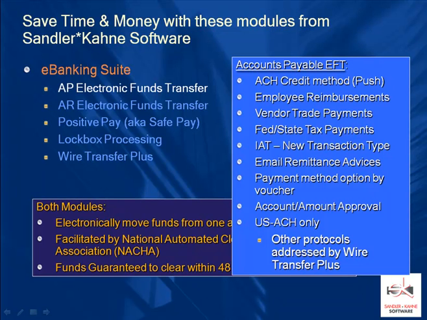Additionally, in September of 2009, a new transaction type was mandated by NACHA called the International ACH Transaction, or IAT. Brought about by terrorist activities in recent years, this transaction type is designed to allow a U.S. company to pay vendors overseas using the ACH system. You can find out more about this new transaction type on our website. Your bank can also provide you with more education. The current version of AP EFT fully supports IAT.